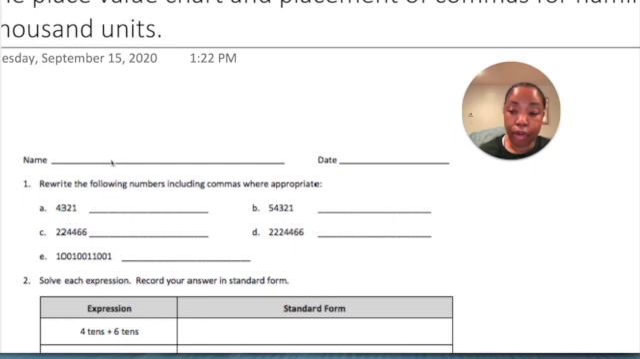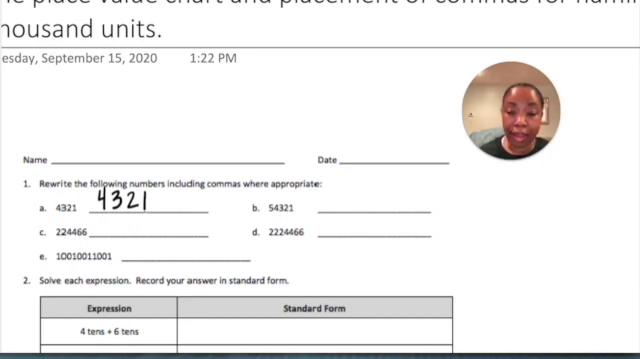All right, so for our first problem, we are going to first rewrite the number and then insert commas where they belong. So for A, I'm going to write this number first. 4, 3, 2, 1. Now, for the placement of commas, it's important to remember that there are 3 digits in every period, right? Every family. We have the ones family, we have the thousands family, we have the millions family or period, right?